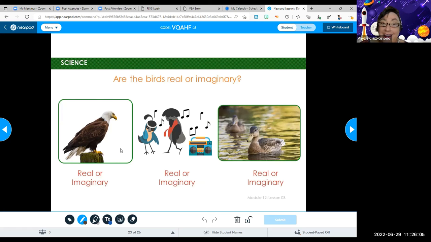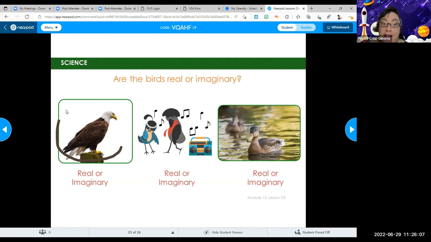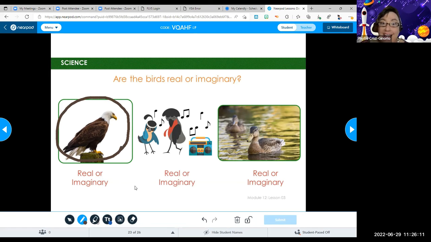Yeah. Circle it. I've seen this bird. I have actually seen this bird flying. That is a real photograph or picture of a real, authentic eagle. Okay, so I know that's a real bird. I've seen it with my own eyes. And even if I didn't, I can tell that's a real photograph of one.